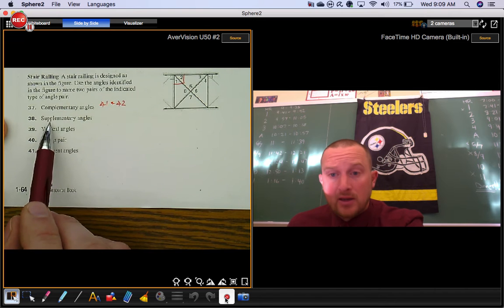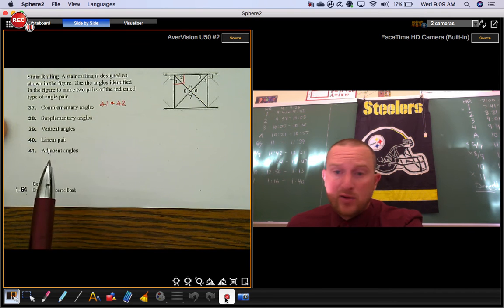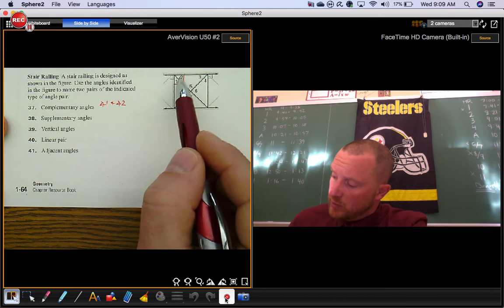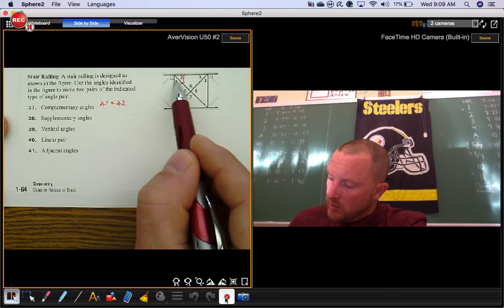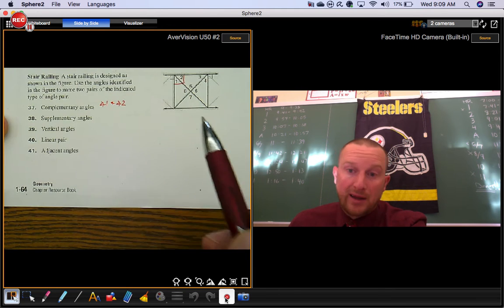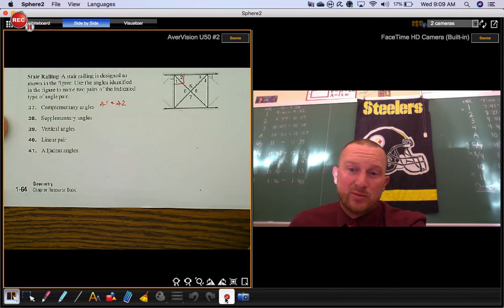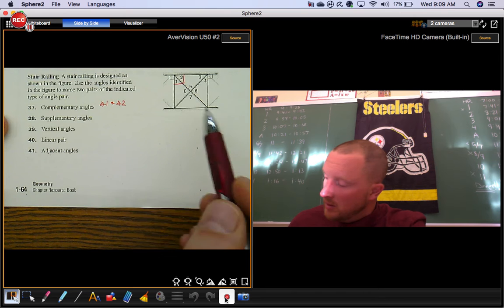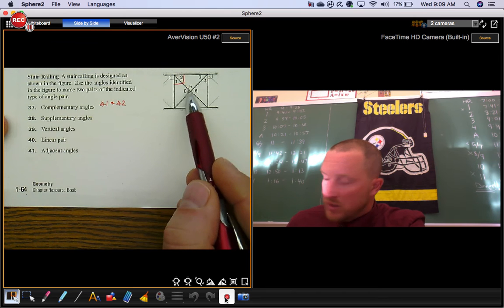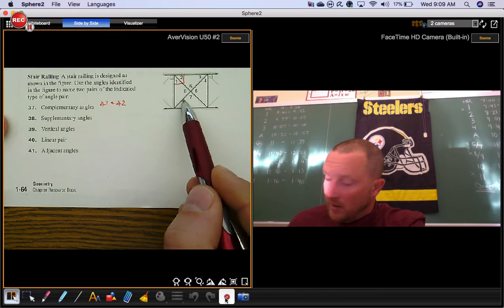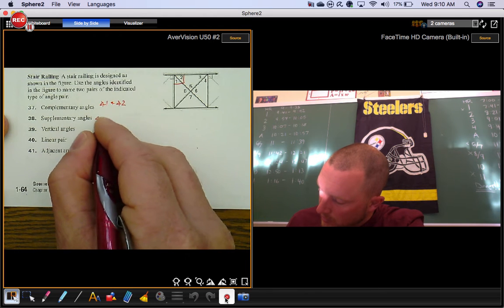Number 38, supplementary angles. These are angles that make a line. So we just pointed out that this angle and this angle make a line. But what are you going to name this angle that's a combination of 1 and 2? You really can't. What you could do is come down here and look at angle 5 and angle 8. These two angles make this line. So they're supplementary.